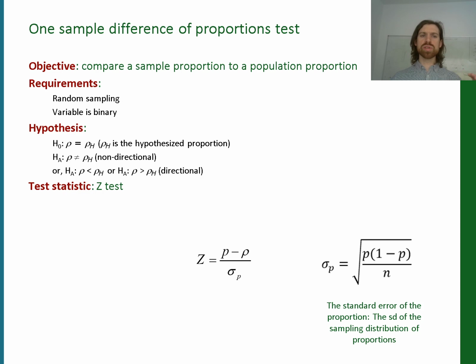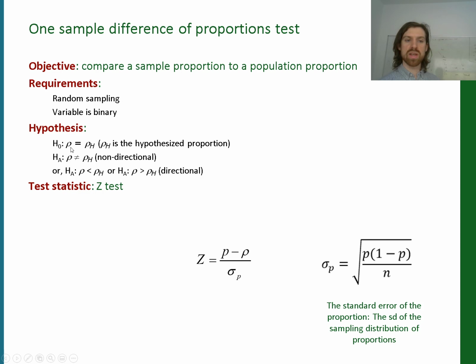Now we're going to focus on the one sample difference of proportions test. It's quite similar, it's just that instead of using a mean point value, we're using a proportional value. So this compares a sample proportion to a population proportion. It has slightly different requirements, so you have to randomly sample. You're assuming that random sampling has taken place, but then you would also expect that the variable is binary in this particular instance. So we have our null hypothesis and our alternative hypothesis set up.